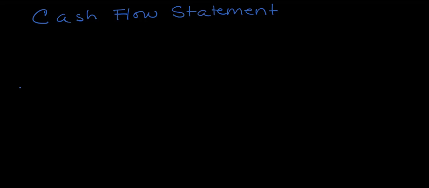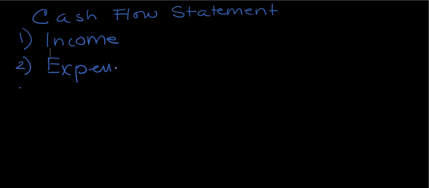So let's go back over those three parts of the cash flow statement. The first one is income. And remember, that's not just wages and salaries, that's total income. And then the second one is expenses. So again, when you're preparing the cash flow statement, try not to leave anything out.